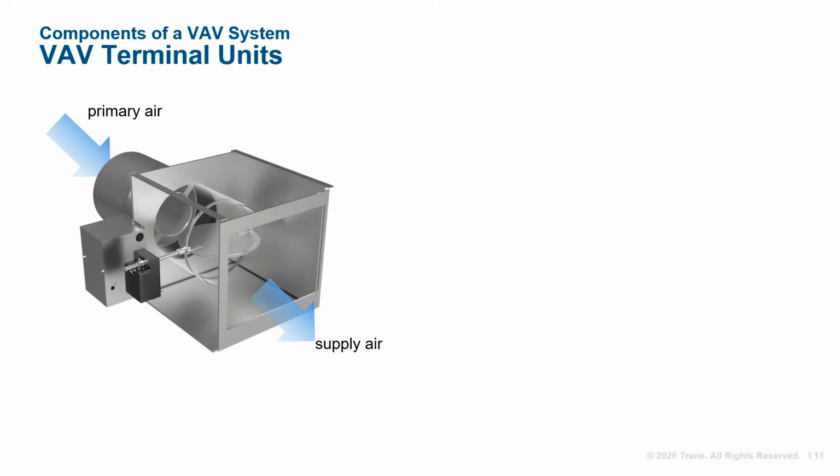Okay, let's take a closer look at the VAV boxes, which are available in different styles. The most basic style is a cooling-only box with a motorized damper. Here, conditioned primary air from the central unit enters the box. The damper modulates to create an air resistance and limit the amount of conditioned air flowing into the zone.